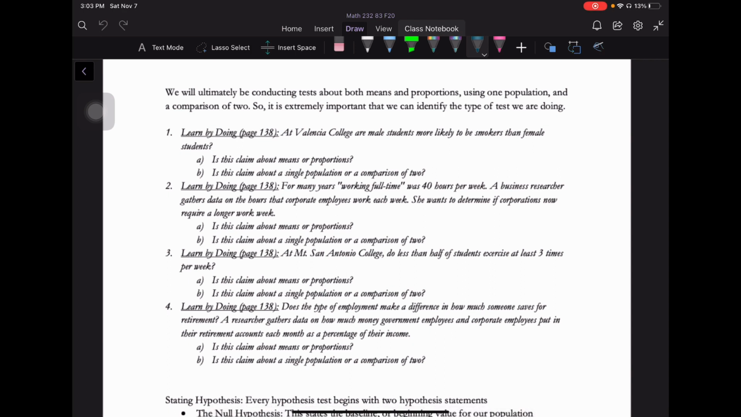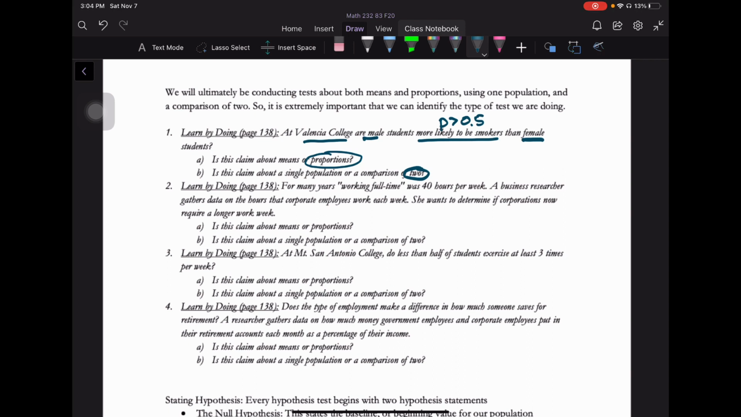Now, the first question says, at this college, we have male students and female students, and they're asking about being more likely to be smokers. And more likely means half. But what they're saying is the probability greater than 50%. This is a proportion, and we're comparing two different populations since we're talking about male and female.